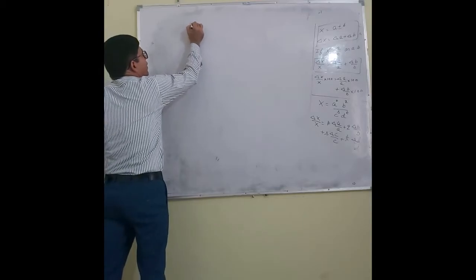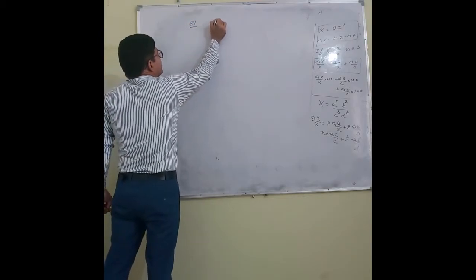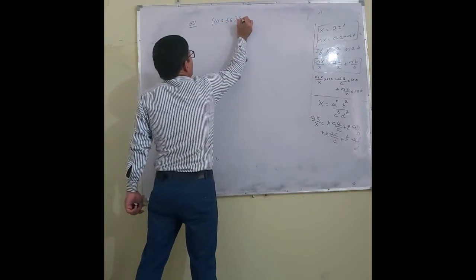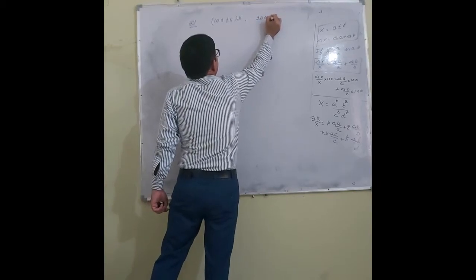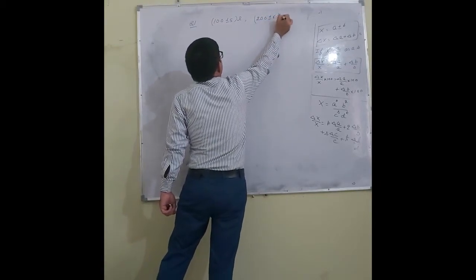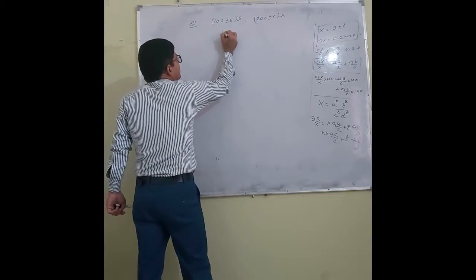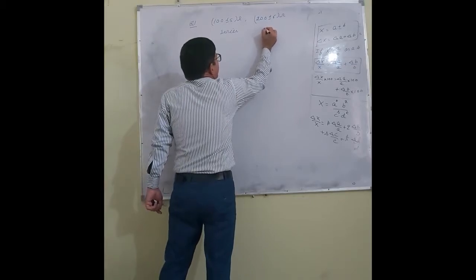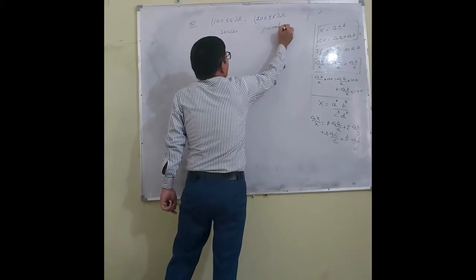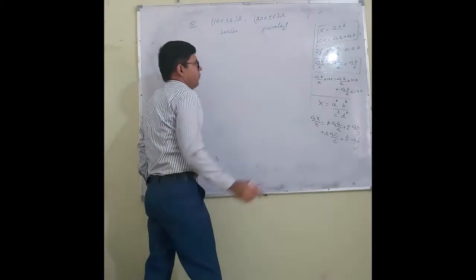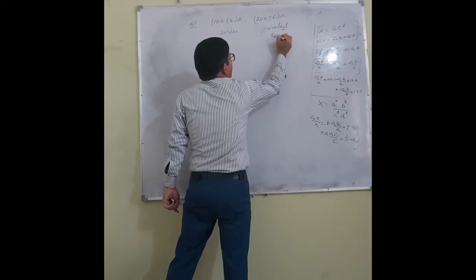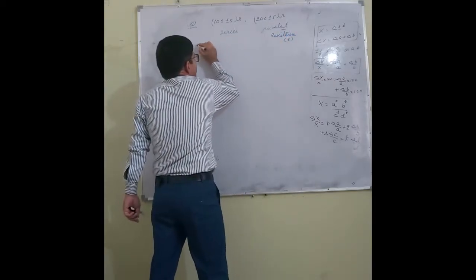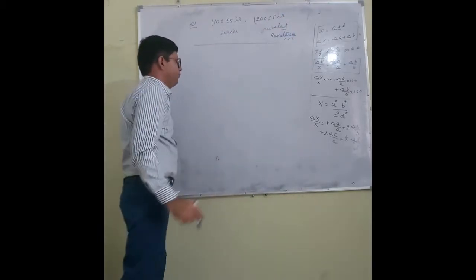Question number 1: we are given two resistances, 100 plus minus 5 ohm and 200 plus minus 6 ohm, and these resistances are connected in series. Calculate the error in the equivalent resistance. So what will be the equivalent resistance with error limits? Let's check it out.